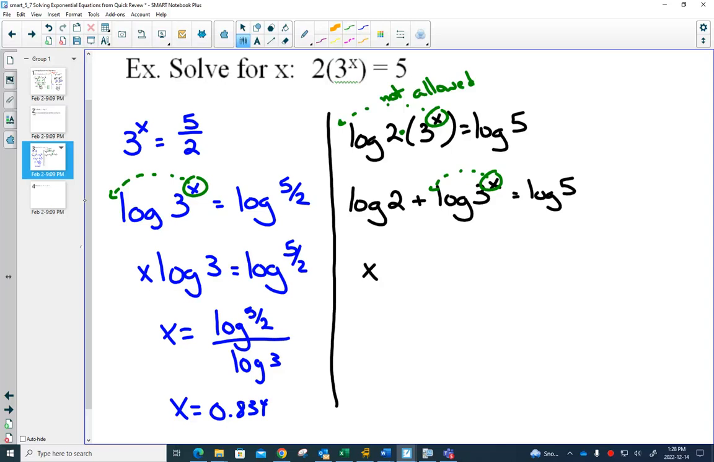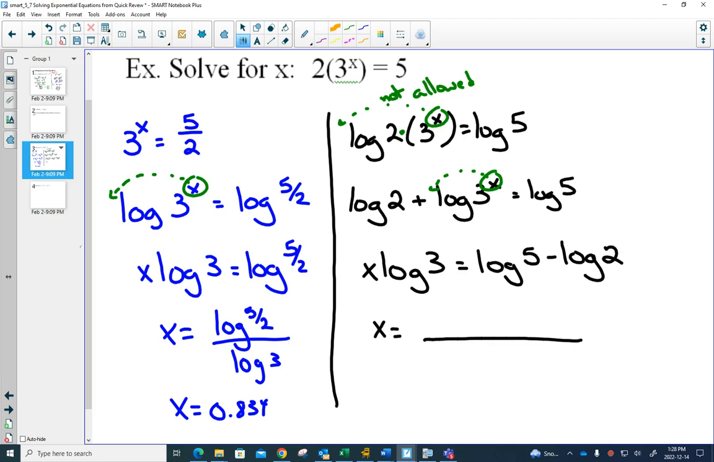At the same time, I'm going to move the log 2 to the other side. Log 5 minus log 2. And then get x by itself by dividing everything by log 3.